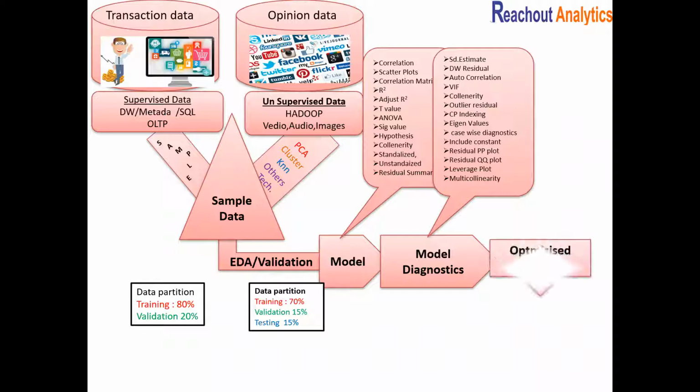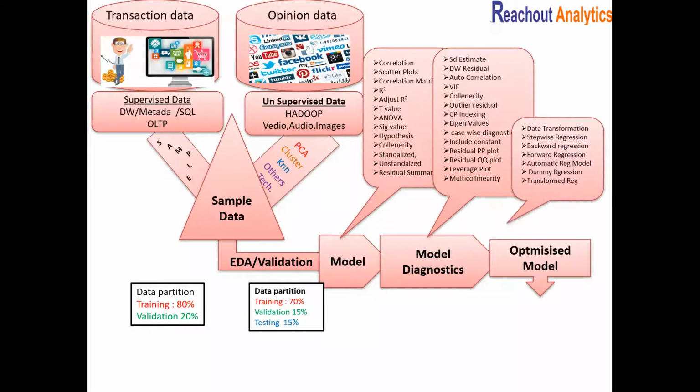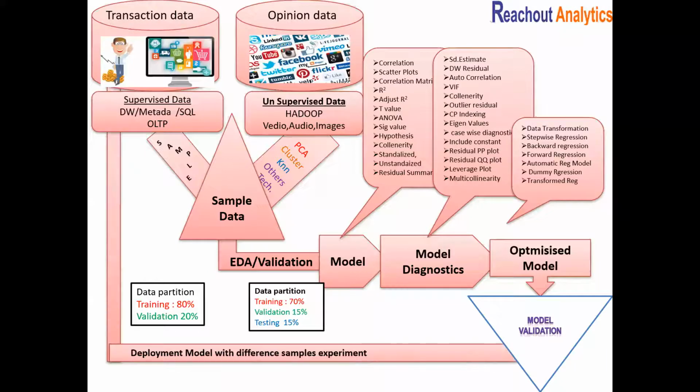Then the best fit model or optimized model will come, followed by stepwise backward, forward, automatic, dummy, transformed regression. This is all on the training data. We are doing this whole process for training data. Once the system has taken the training, you should check how it is validating. The validation techniques are MAPE, APE, kappa statistics, cross validation, AIC, BIC.